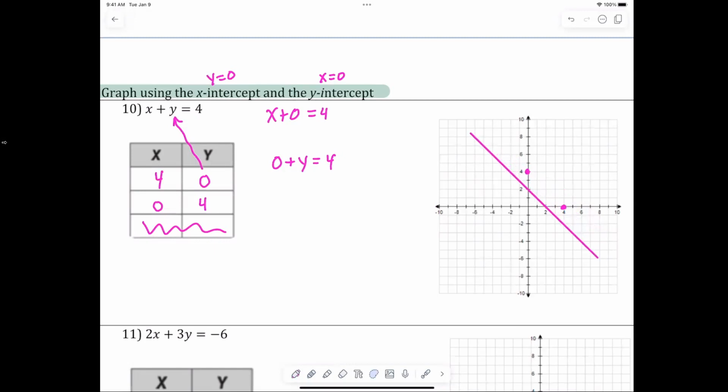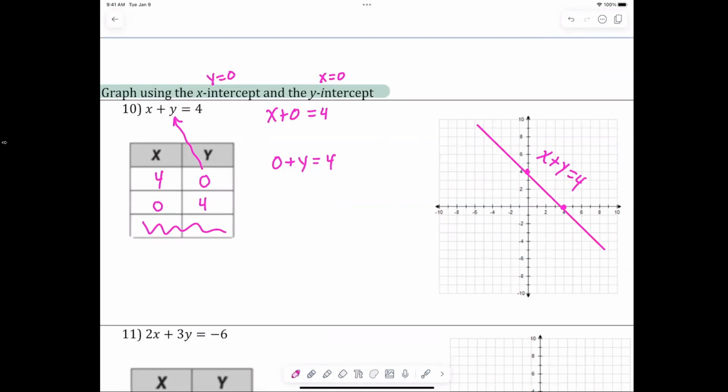And that is the equation x plus y equals 4. We graphed it using the intercepts. That's another technique of graphing: graph using a table, graph using the intercepts.